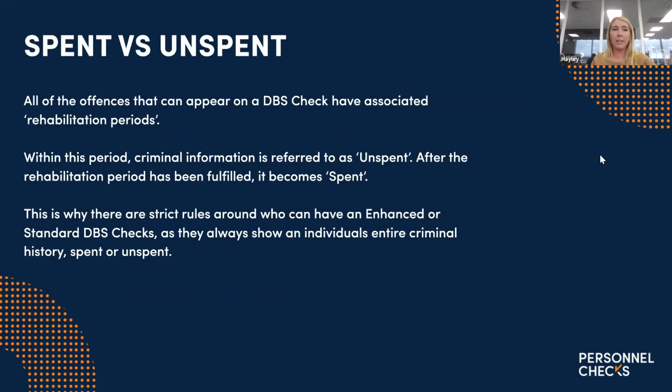Spent versus unspent. All of the offences that can appear on a DBS check have associated rehabilitation periods. Within this period, criminal information is referred to as unspent. After the rehabilitation period has been fulfilled, it becomes spent. This is why there are strict rules around who can have enhanced or standard DBS checks, as they always show an individual's entire criminal history, spent or unspent. So obviously an enhanced is a much deeper dive into that person's background and their criminal record. So there's a lot more that's looked into on that check than there is on a basic.